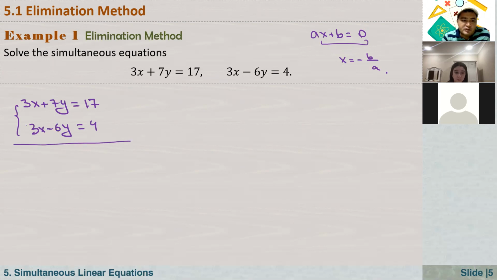So if I subtract the second equation from the first one, 3x minus 3x is equal to 0. 7 minus minus 6, that's equal to 13y. 17 minus 4, that's equal to 13.